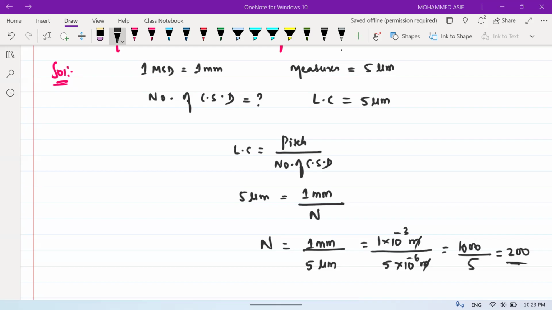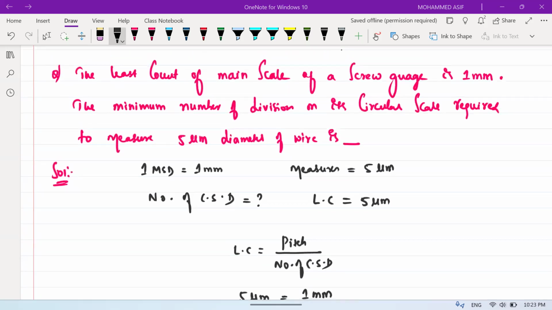Am I clear? एक बार देख लीजिए questions. The least count of the main scale. Least count is given for me. The least count of the main scale of the screw gauge is how much for me? 1 mm. That means the minimum number of circular scale divisions required to measure 5 micrometer diameter of the wire will be equal to how much? That means the main scale division is how much for me? 1 mm. Sir, how do we confirm that the least count is 5 micrometer?